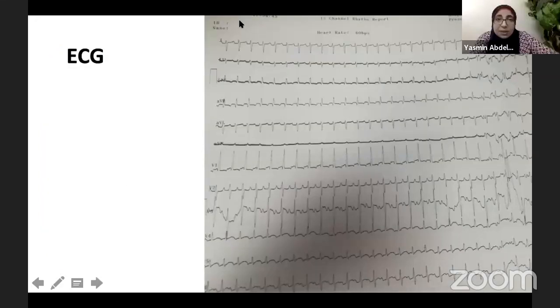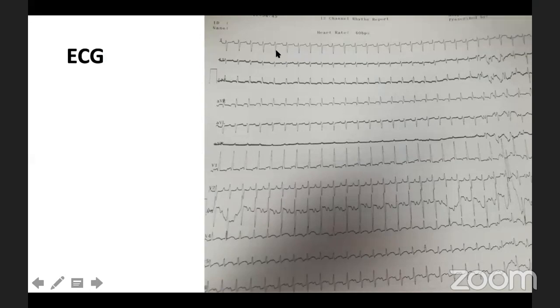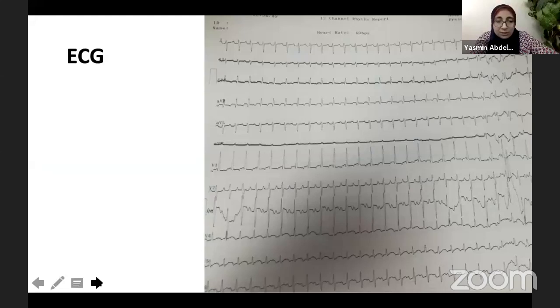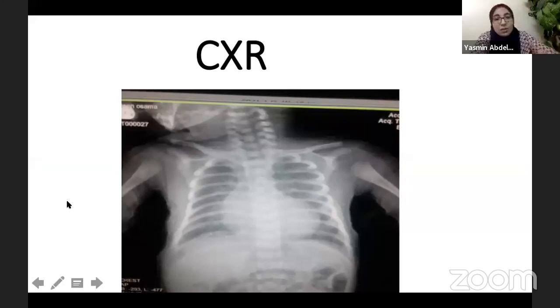This was his ECG. He was slightly tachycardic, with a heart rate around 180 beats per minute. We can see in V1 and V2 tall R waves denoting RV dominance. That was his chest X-ray. We can see an enlarged cardiac shadow, with an upturned apex denoting a dilated right side, and this is the dilated right atrium. His chest X-ray is very soft, but I can see prominent pulmonary vascular markings.